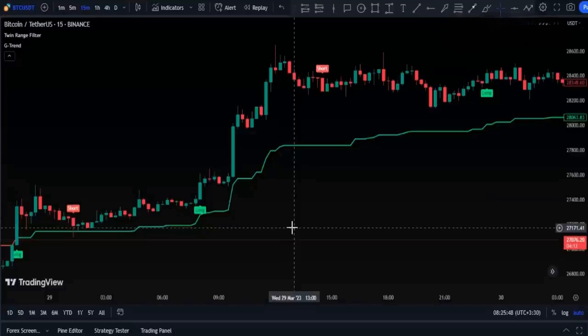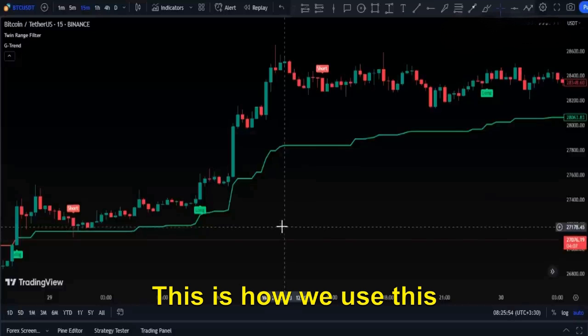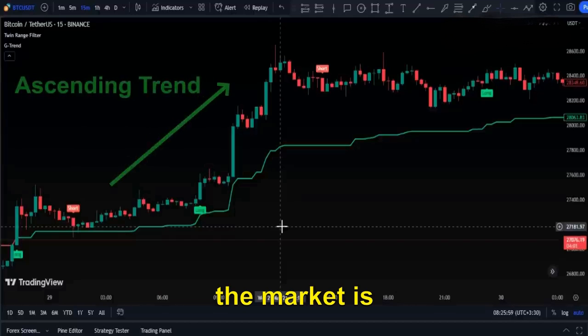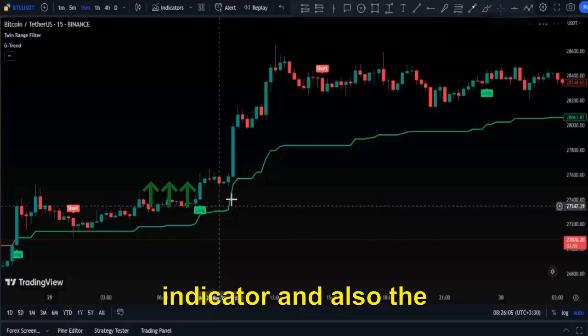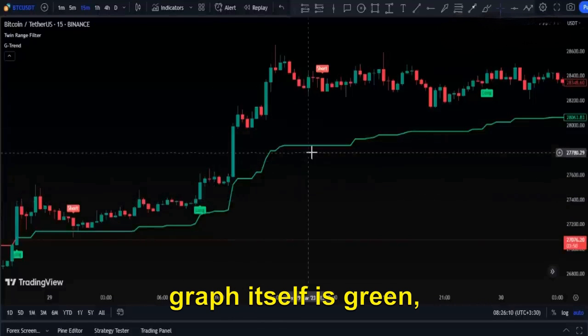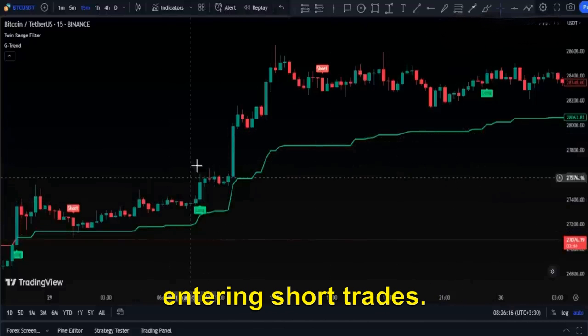G-Trend indicator assists us a lot by helping us detect fake signals. This is how we use this indicator. Whenever the trend of the market is ascending, meaning the price is above the G-Trend indicator, and also the color of the G-Trend graph itself is green, we should only enter long trades and we avoid entering short trades.